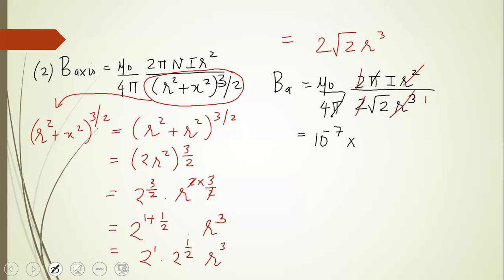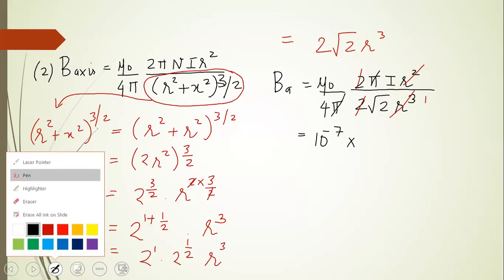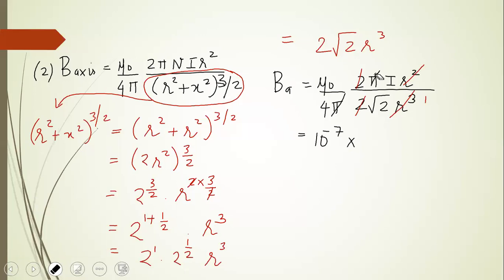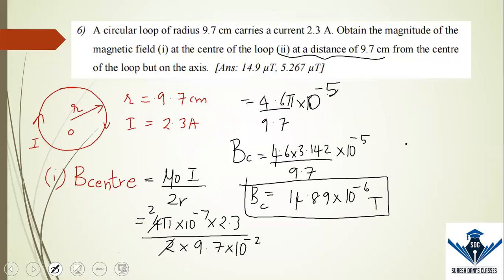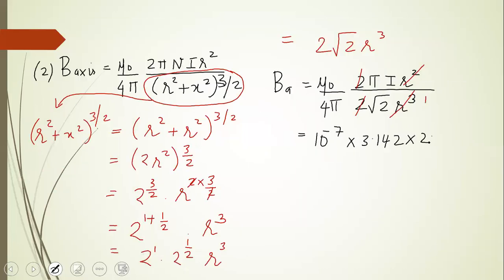What is left then? You are getting mu naught upon 4 pi; I have taken that as 10 raised to minus 7. So I'll just not cancel this pi, because I have taken this value as 10 raised to minus 7. This is pi, this is pi, okay. So this is nothing but 3.142 into our current, which was 2.3, upon what is left, 1.414, our root 2, and r, which was 9.7 into 10 raised to minus 2.